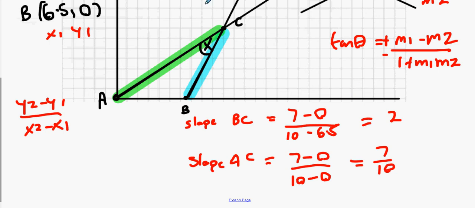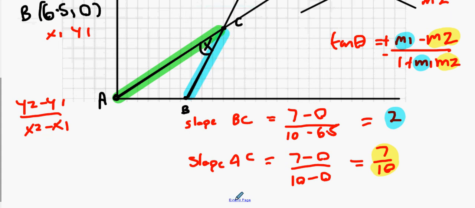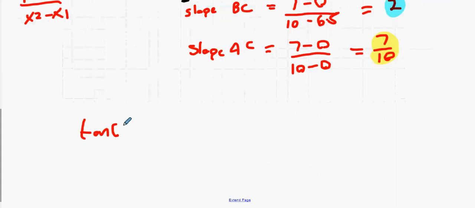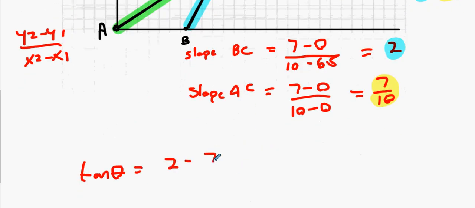Next thing, I'm going to label these. Blue can be m1, and yellow can be m2. And this is a nice quick way of doing this question, if I'm being honest. It's a nice easy way of doing it. So tan theta ends up being m1 minus m2, so 2 minus 7 tenths, all over 1 plus 2 times 7 tenths.